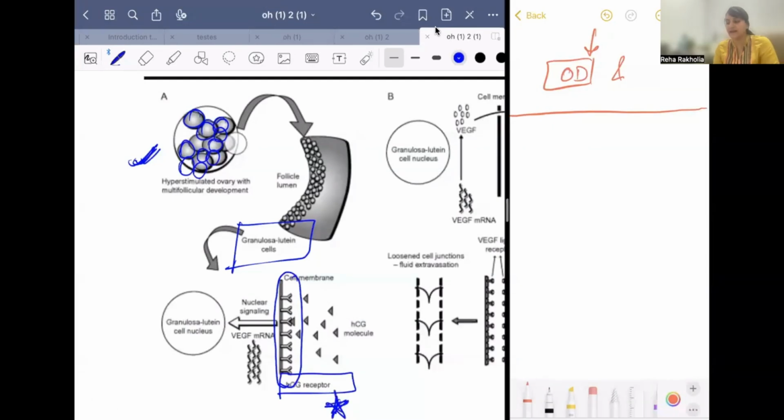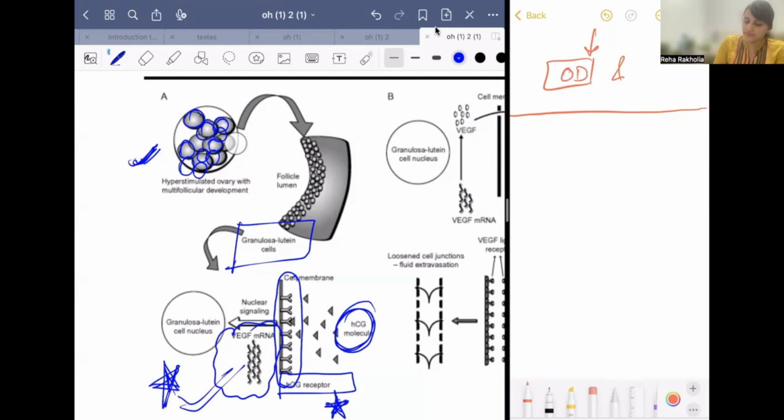So HCG binds to these receptors, activating VEGF gene expression. This results in production of VEGF mRNA, which leads to the synthesis of VEGF protein, and VEGF is then released into the bloodstream. Now, what is the VEGF effect on blood vessels?